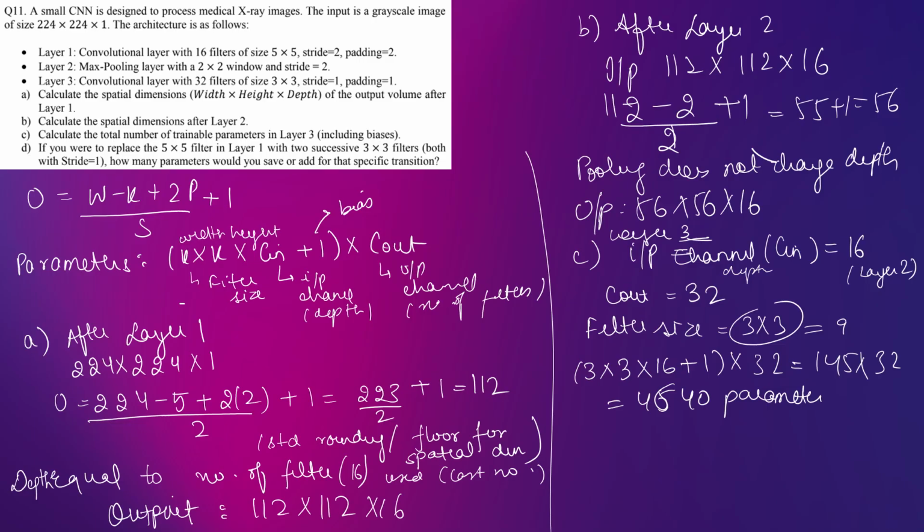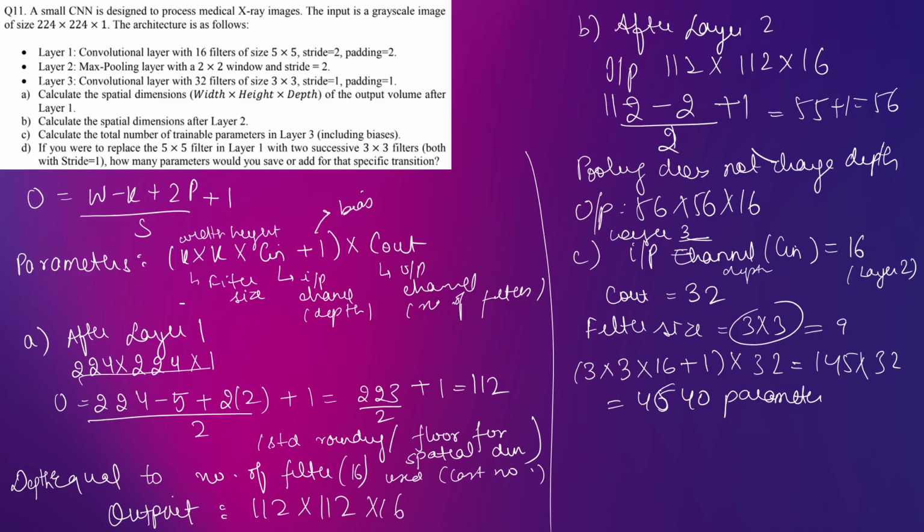Now first of all, after layer 1, when you see the values, you are given an input size of 224. Then you put in the values and get the value. Depth will always be equal to the number of filters that you have. And you'll get your output. Similarly, after layer 2, you'll calculate the same thing. The pooling will not change.